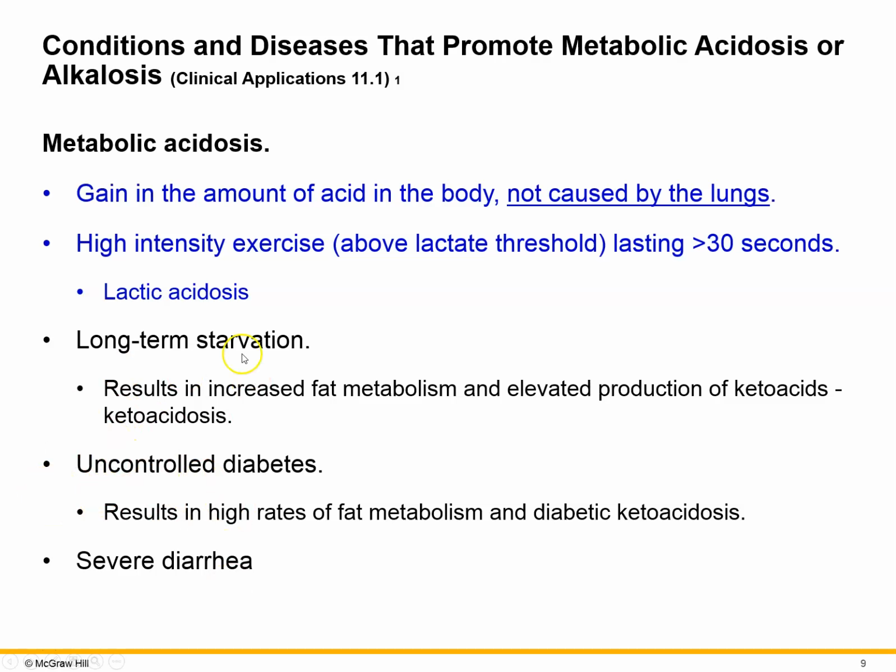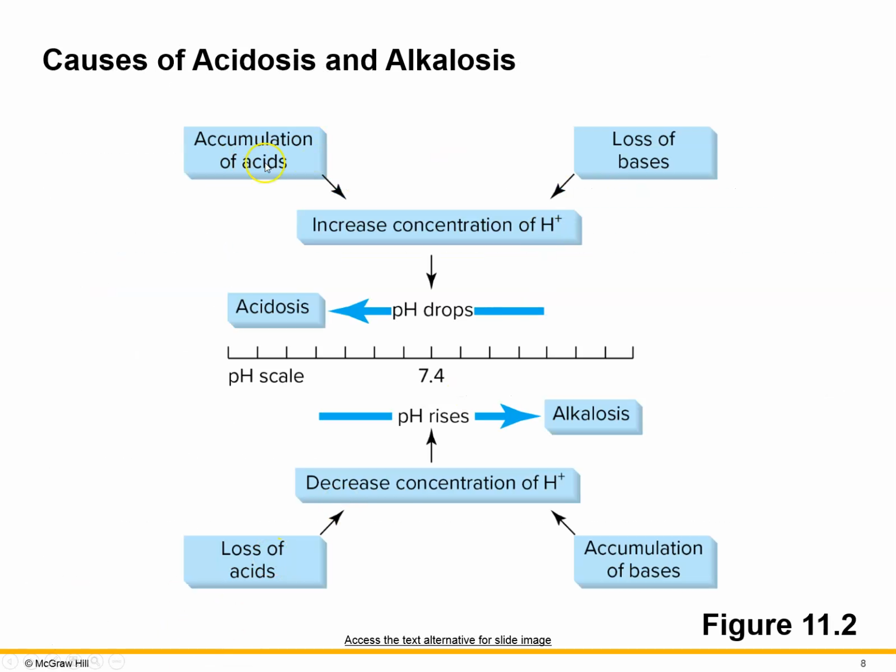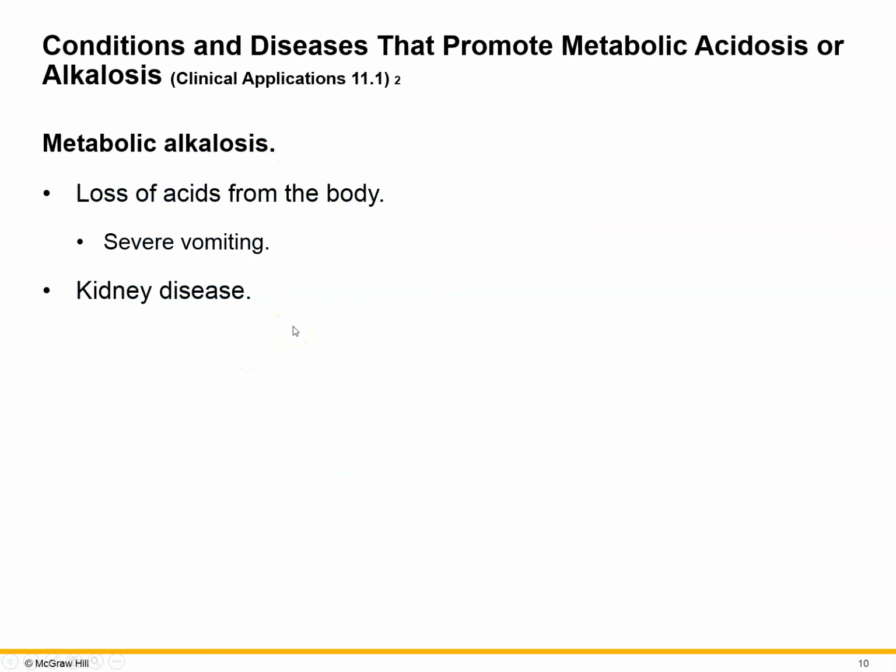Uncontrolled diabetes, same thing, as with starvation. No carbohydrates are available in the cells, and therefore your liver starts making ketone bodies. So those are analogous situations for different reasons. Severe diarrhea: you'll lose bicarbonate ion, the base of your blood, and if you lose that extra bicarbonate ion, that's equivalent to adding acid. Losing base is the same thing as adding acid, causing acidosis.